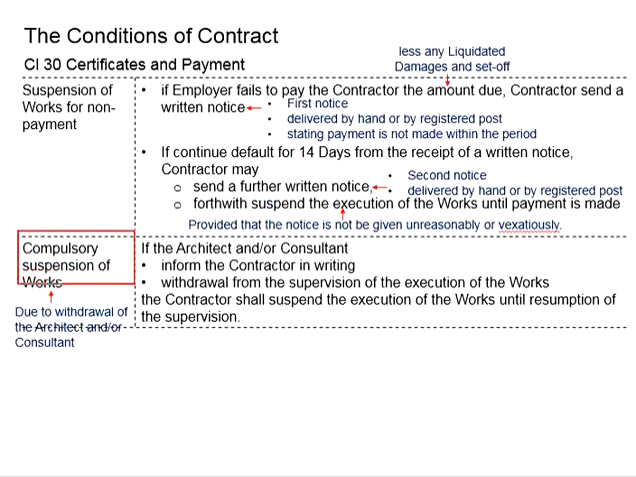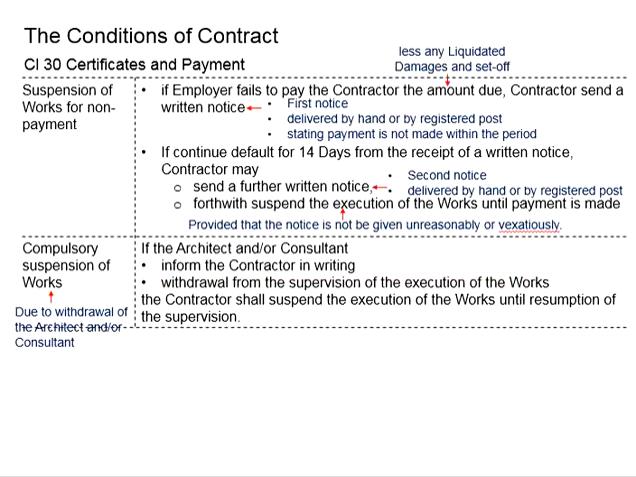Next is about the compulsory suspensions of the work. This one normally happen due to the withdrawal of the architect and or the consultant from the project. Now, if the architect and or the consultant, who are the professionals that supposed to supervise the project, inform the contractor in writing regarding their withdrawal from the project, then the contractor will have to suspend the executions of the work until the resumptions of the supervisions.